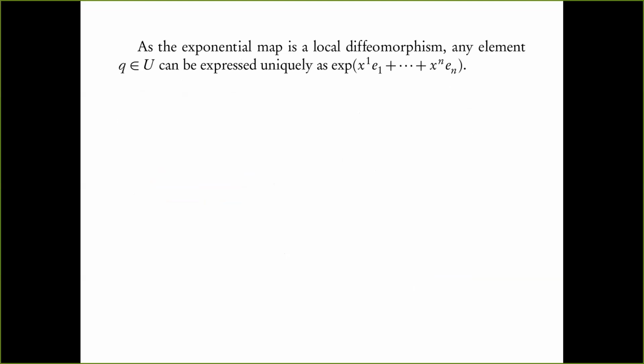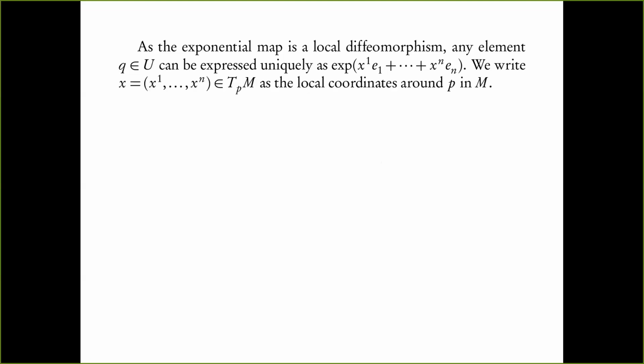So let's get back to the exponential map. So the exponential map is a local diffeomorphism. We have proved this. So any element Q in U can be expressed uniquely as exponential of x1 e1 plus up to xn en, where the EIs, remember, were a chosen orthonormal basis of TPM. So you fix a choice once and for all, e1 through en, which is an orthonormal basis of TPM. And so the xi's are going to be the local coordinates around P, because every Q in U can be written in terms of a unique such n-tuple, right?